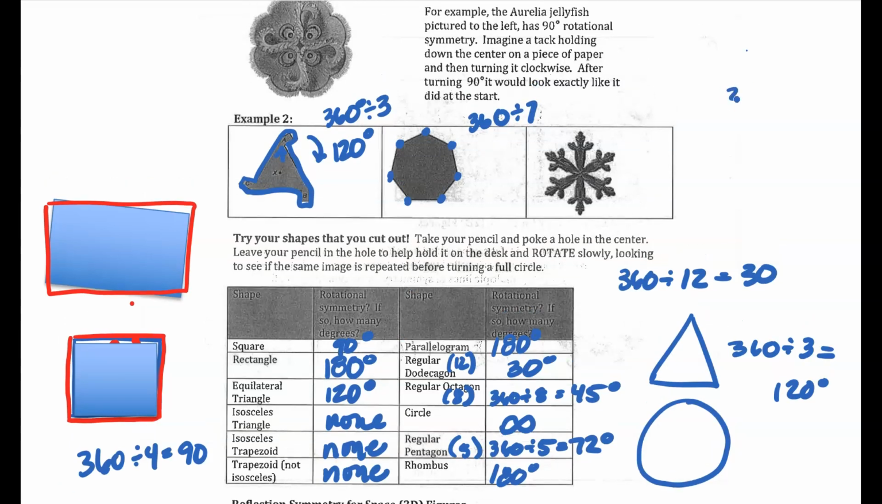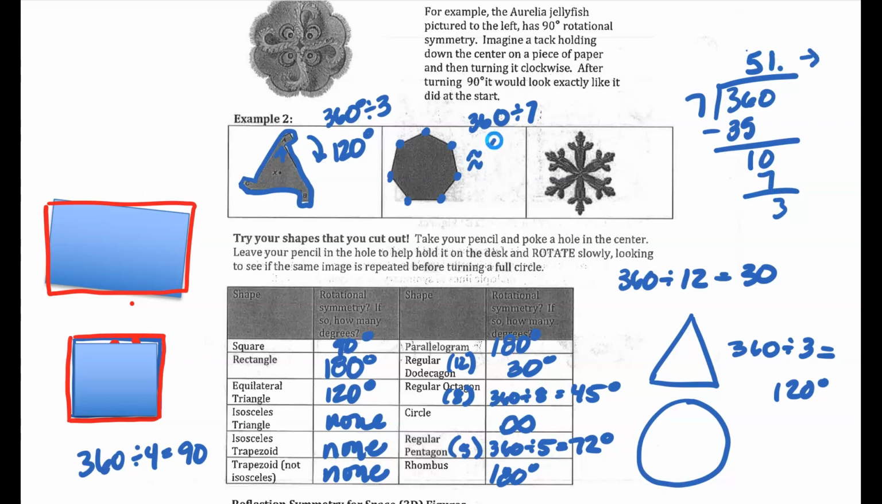So 360 degrees divided by 7. I should have done this ahead of time. Forgot this one. 7 goes into 36 5 times. 5 times 7 is 35 with 10 left over. So it looks like it's 51 and some change with a little bit of remainder. So we'll just say about 51 degrees of rotation.